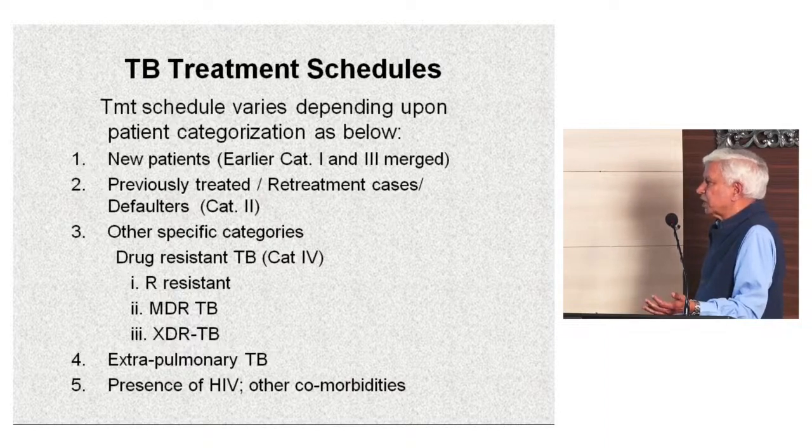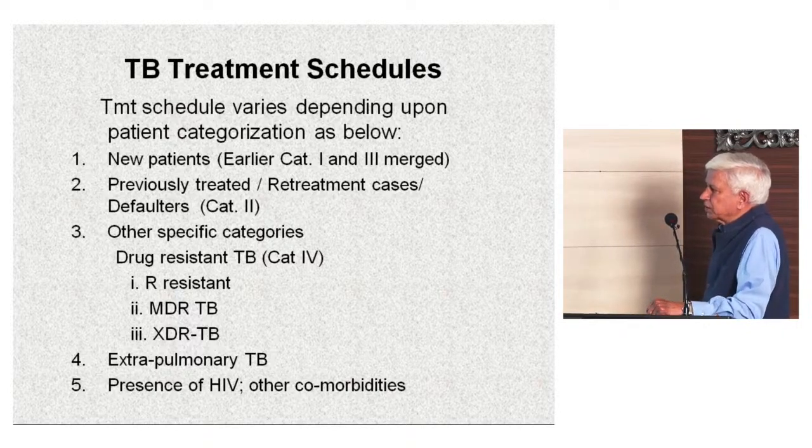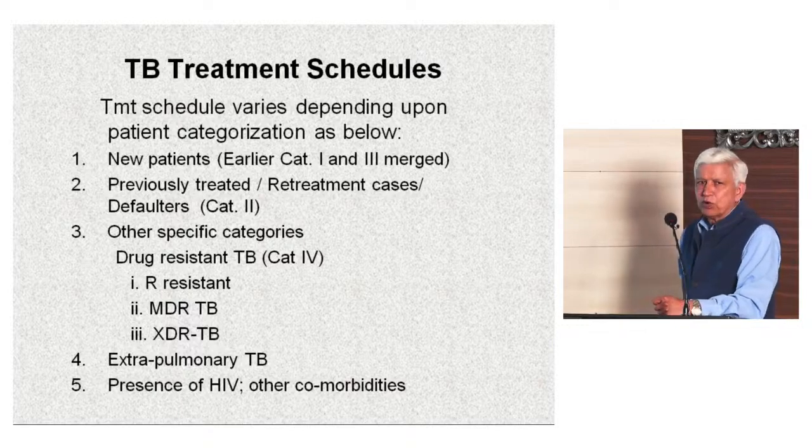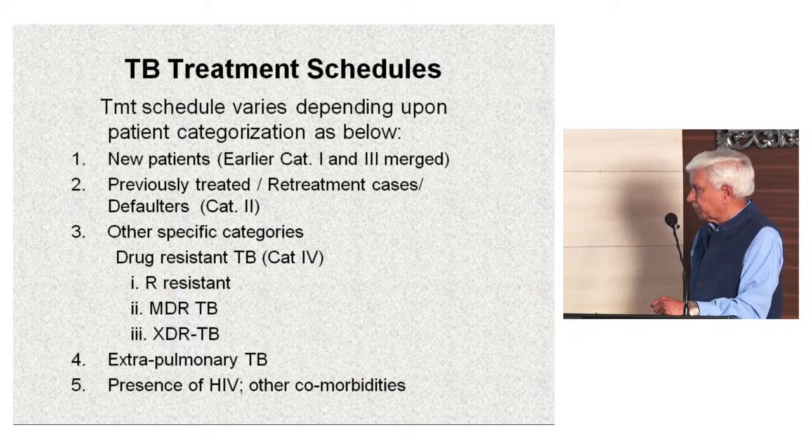And then there is, of course, drug-resistant tuberculosis, which initially was said to be category 4, but now they classify as drug-resistant cases, which can be one-drug resistant, multi-drug resistant, or extensively drug-resistant tuberculosis. Then treatment schedules for extra-pulmonary tuberculosis and in the presence of other comorbidities, especially HIV, are important.